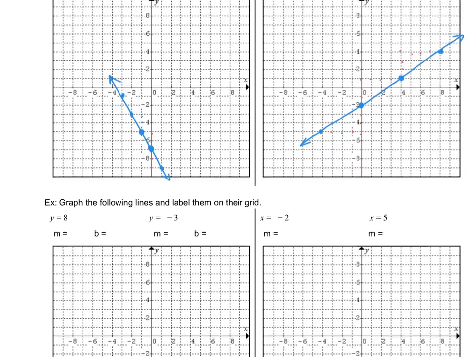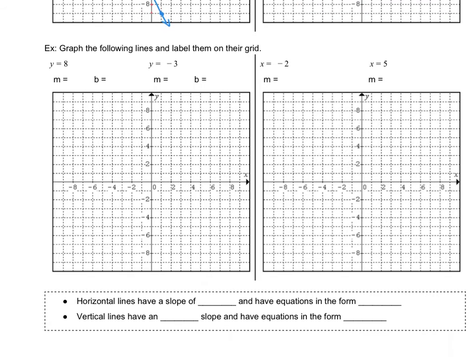All right, the final graphing is some special lines. So if we look at our first set, we have y equals 8, y equals -3. So I still have that y equals format, but I am missing that x term. So really, if I wanted to throw that x term in there so it looked like y equals mx plus b, I would have to write 0x plus 8, because 0 times anything is 0, so it's technically not there.